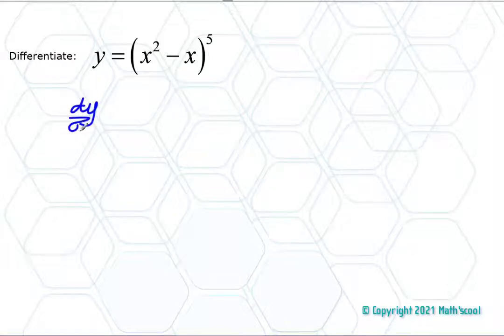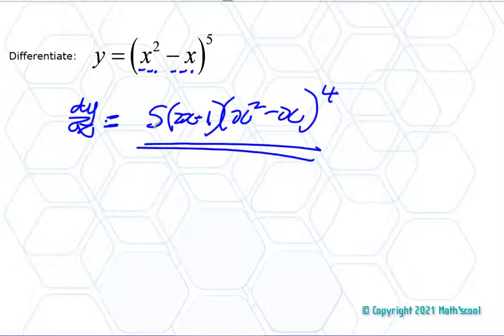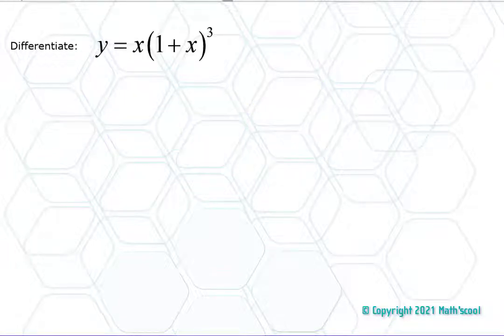dy by dx equals 5 times x squared minus x to the power 4, and then multiply by the differential of the brackets. The differential of the brackets is 2x minus 1. I'm going to have to put that in brackets because there are two terms in that differential. I have to put that in brackets. If you don't write the brackets in, then you'll end up getting it wrong. And there's no point in multiplying that out. Just leave it factorised. It's much nicer left factorised like that.